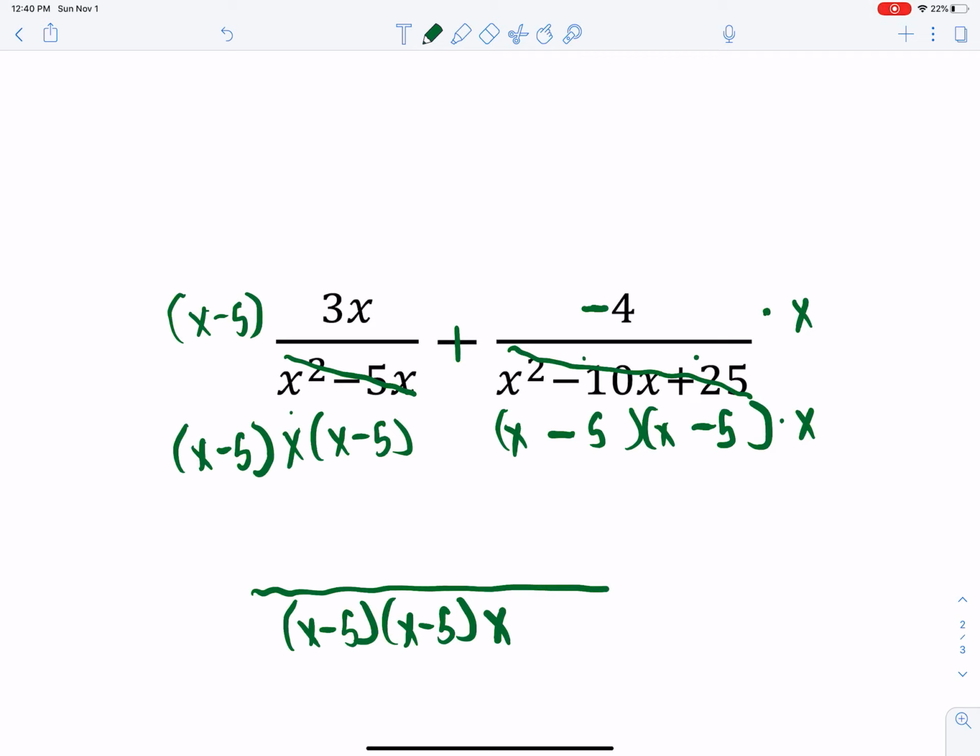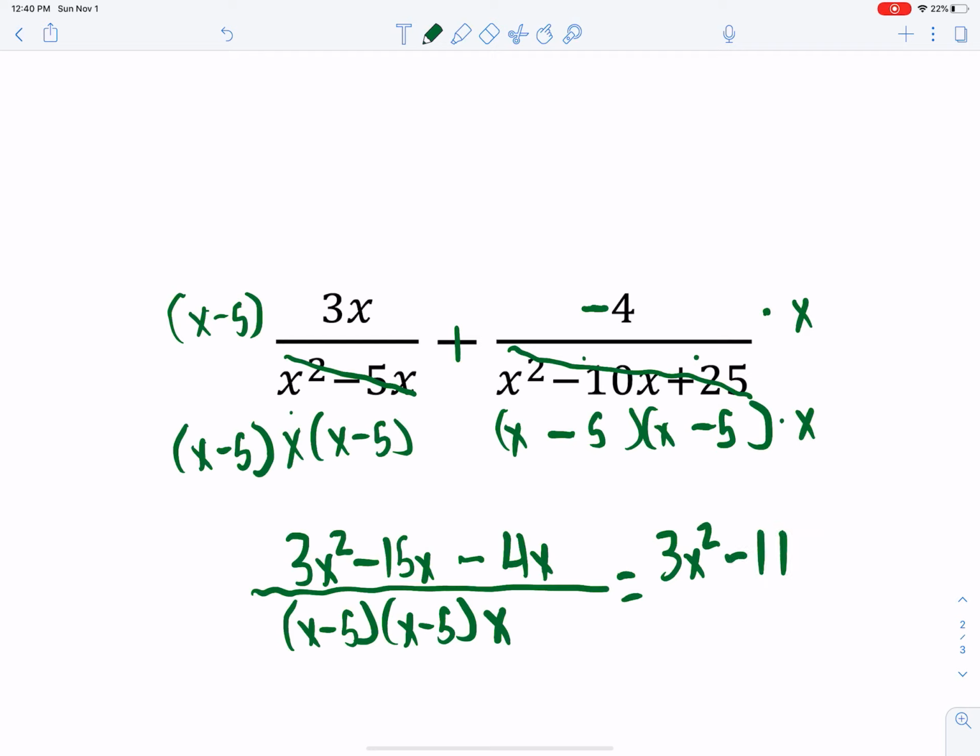From the first one on the top, x times 3x is 3x squared. Negative 5 times 3x is minus 15x. From the top of the second one, negative 4 times x is minus 4x. And when we combine the like terms on the top, we have 3x squared minus 19x. The bottom part is still the same. It's just x minus 5 times x minus 5 times x.